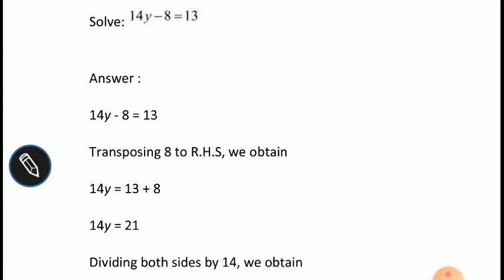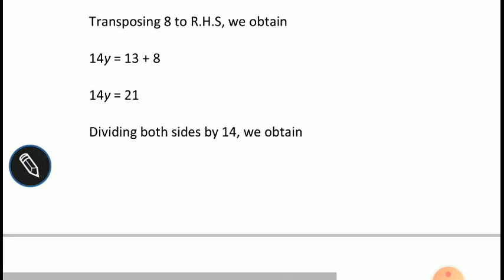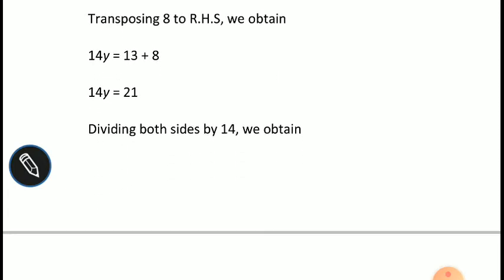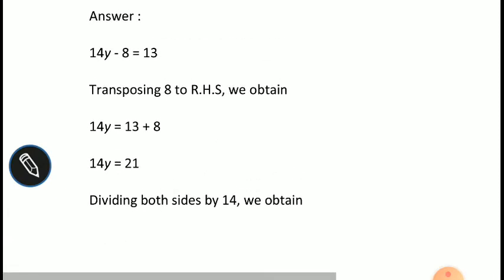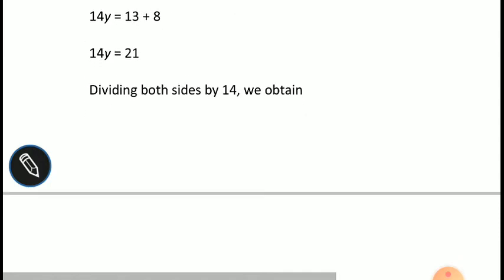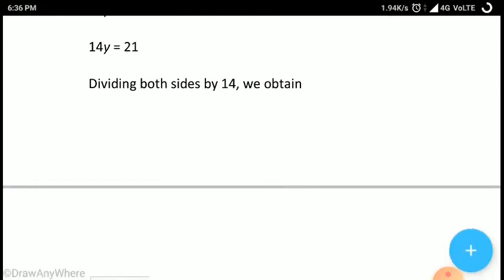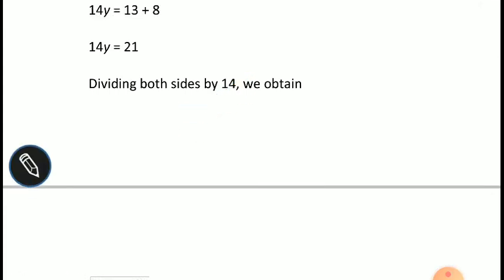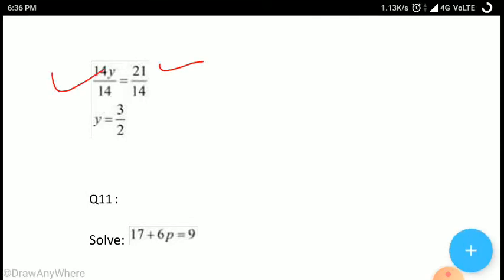14y minus 8 is equal to 13. So first we transpose 8 to the RHS. Okay, so what do we obtain? We obtain 14y is equal to 13 plus 8. So 14y is equal to 21. Okay, so here dividing both sides by 14. Why? We want to remove 14 from the LHS. Okay, so what do we obtain? We obtain 14y upon 14 is equal to 21 upon 14.